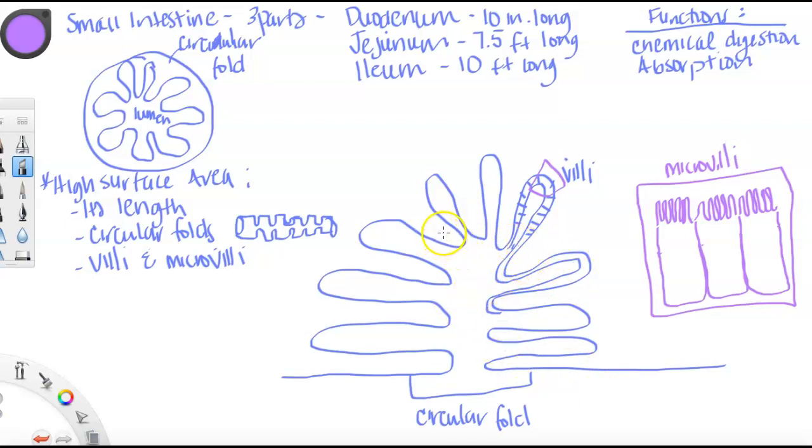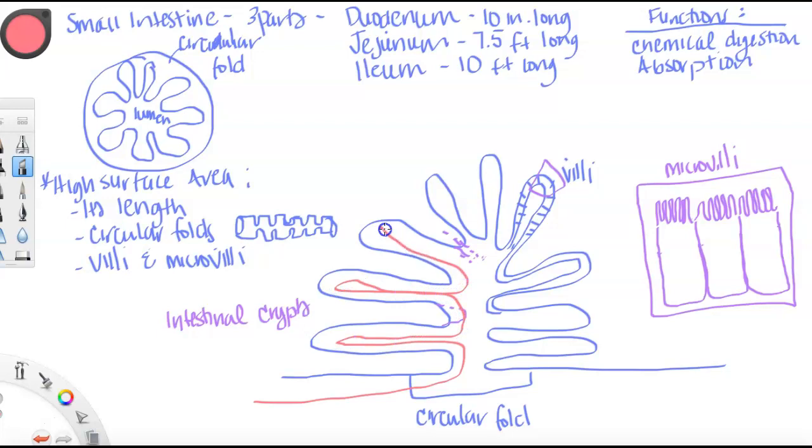These areas here dip down, kind of like the gastric pits, but they're called the intestinal crypts. So that's where they come down like that. Okay, there's blood in here, of course. So there's blood that comes in here. Capillaries.